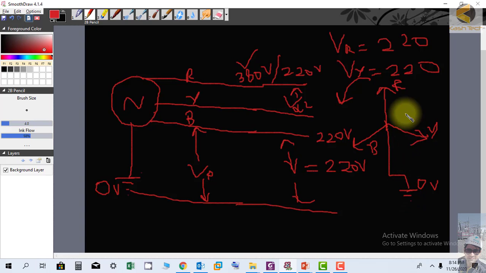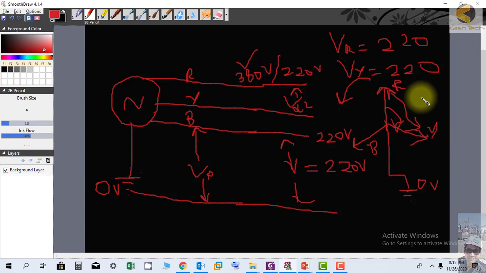Now if you connect a voltmeter between red and yellow, one point is at a potential of 220 but at the angle of 120 degrees, another point is at a potential of 220 but at the angle of 0 degrees, for example, and the potential difference between these two points will be equal to, like this, a phasor diagram, the phasor vector sum of red and yellow.